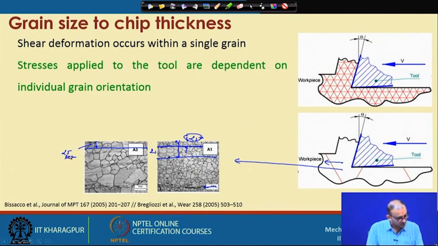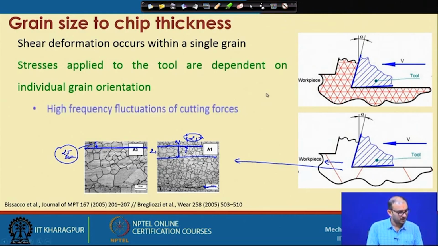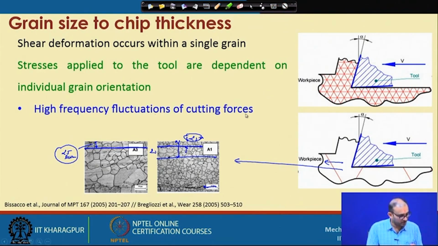But if you do the same thing here, what is going to happen is that you have to cut the grain here. Getting a boundary is very difficult. So what is the problem because of this? The first thing is the high frequency fluctuation in the cutting forces. Now why is it going to happen?